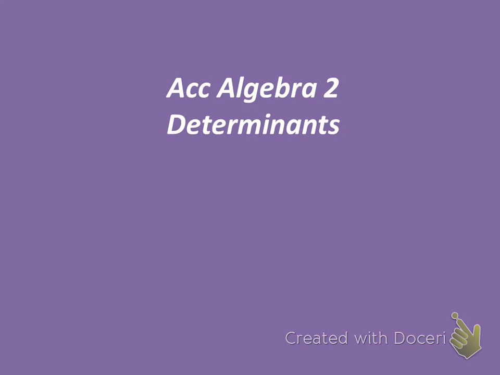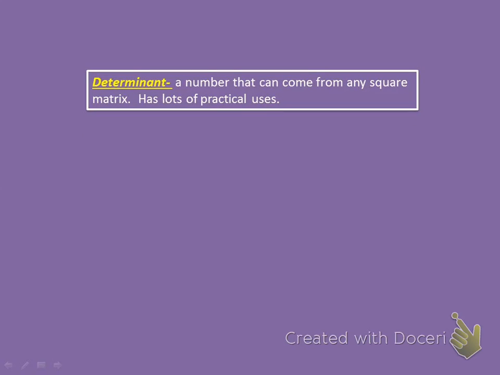Alright, now I got Algebra 2, determinants. Now, a determinant. It's a number. Okay, that's what a determinant is. It's a number. You're going to get numbers today. It's a number that comes from any square matrix.